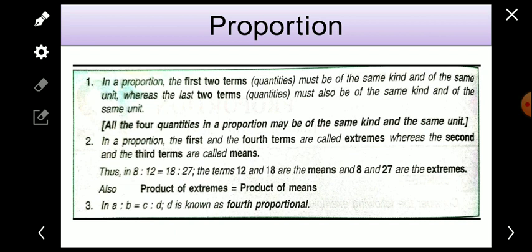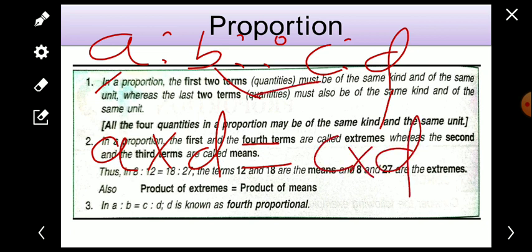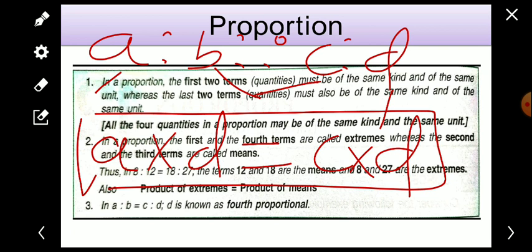Here we can say that if A is to B and C is to D are in proportion, then the product of extreme terms, it means A and D, A into D, the product of extreme terms must be equal to the product of means, it means B and C. So it must be there if they form the proportion. If they don't form the proportion, then it will not be equal. Got it?